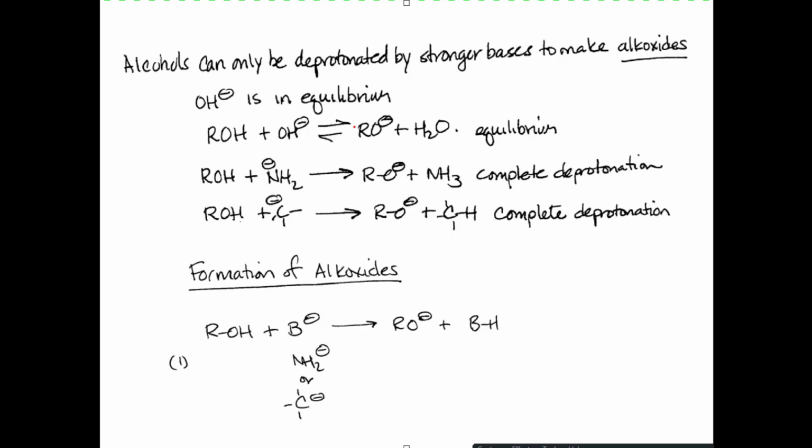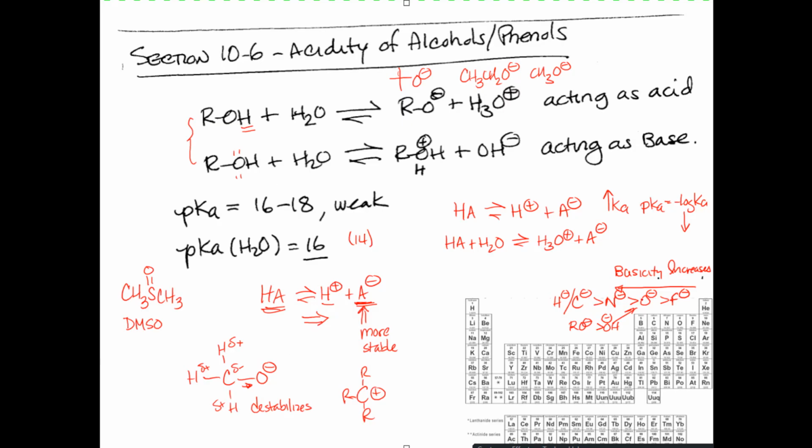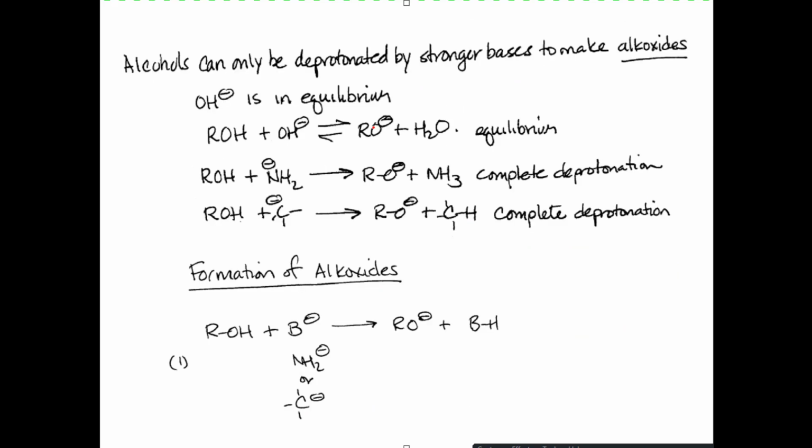So alcohols must be deprotonated by stronger bases to make alkoxides. So if we go back to our periodic table here, what bases are stronger than an RO minus? N minus and C minus and H minus. Those are going to be our bases that are stronger than an alkoxide. So if you just use a hydroxide, you're going to get an equilibrium, and you're not really going to form much alkoxide, although at the end of this semester we will use this traditional way to make a little bit of alkoxide. But it's an equilibrium reaction.